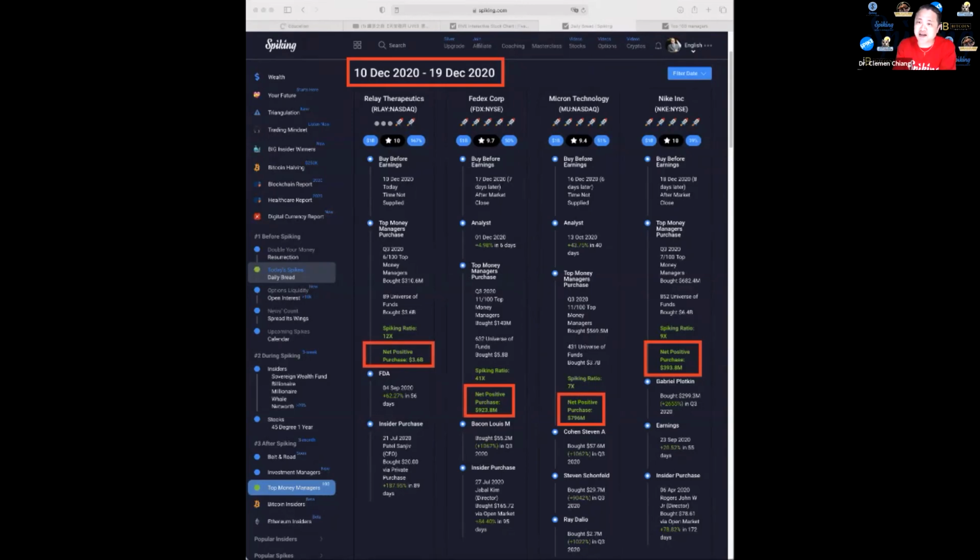But this process helps me eliminate the time wasters. What are the time wasters? No money, no talk, no honey. Very simple. No net positive purchase. Throw them aside already, all right? Because our time is very precious. So based on these 4, here we go.